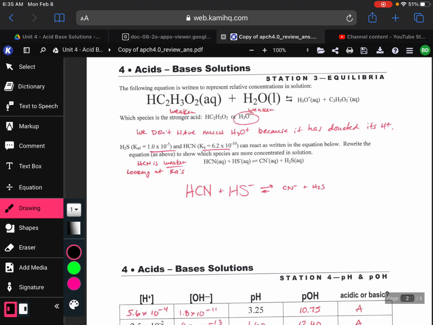On the next one, you got hydrosulfuric acid, hydrocyanic acid. Rewrite the equation above to show which one would be more concentrated in solution. You're doing the same thing as they did up top, except for this other equation. If you'll notice that hydrocyanic acid is the weaker of the two by 3 powers of 10, and so that's why it is larger.